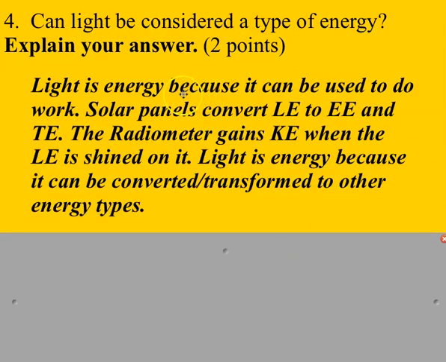So light is energy because it can be used to do work. So you notice I said light is energy. So can light be considered energy? It says light is energy. Some of you never answered this part. Can light be considered a type of energy? Light is energy because it can be used to do work.